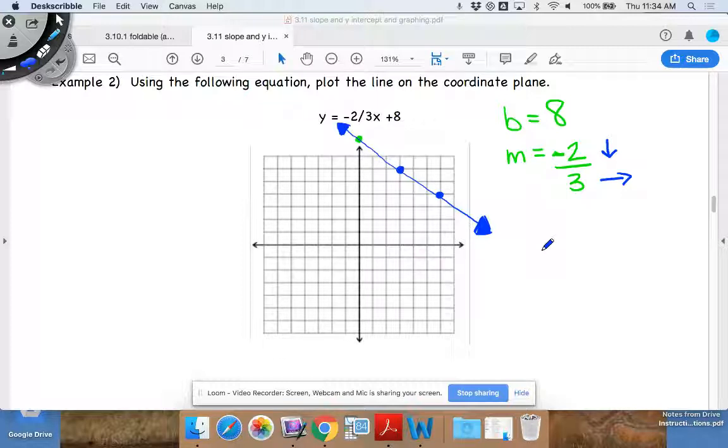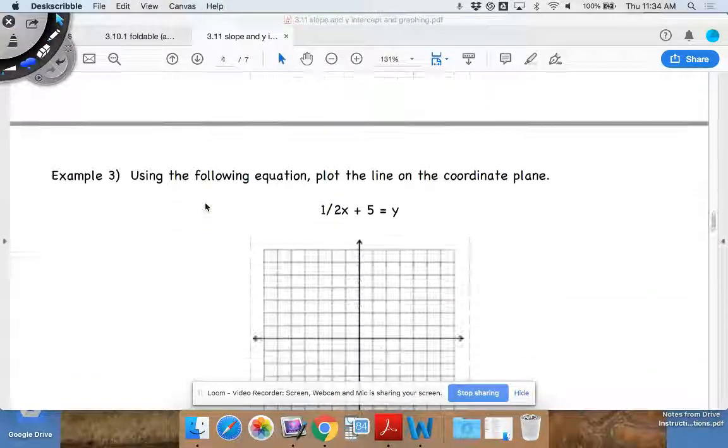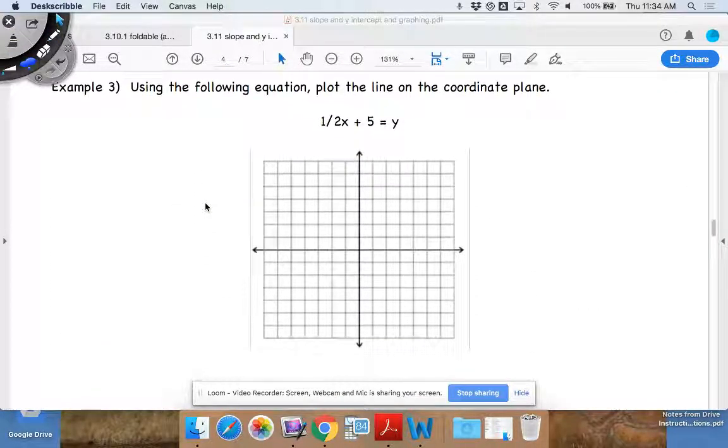The example 3, is it in y equals format? But some people don't think so. It's just completely flipped around. So really this is the same as y equals 1/2 x plus 5. All right, so what's the first thing I'm going to look at? Y-intercept. What's my y-intercept? Positive 5.